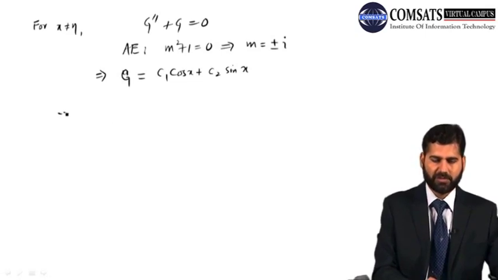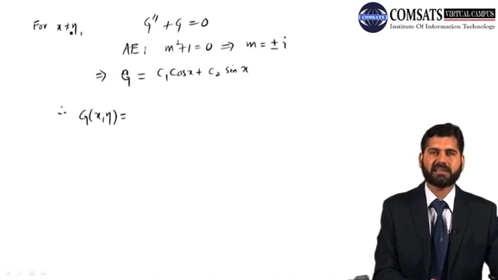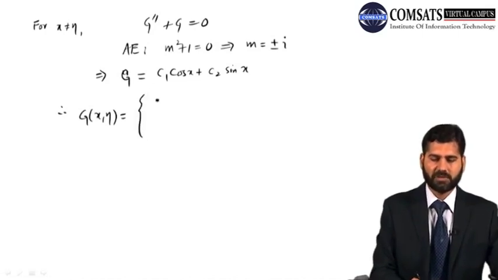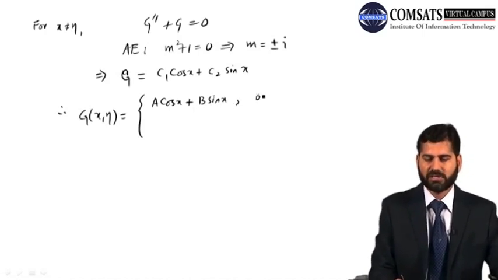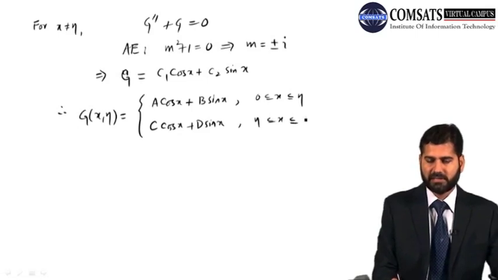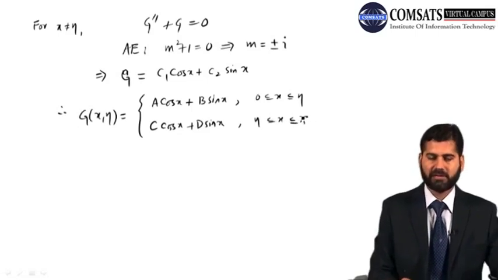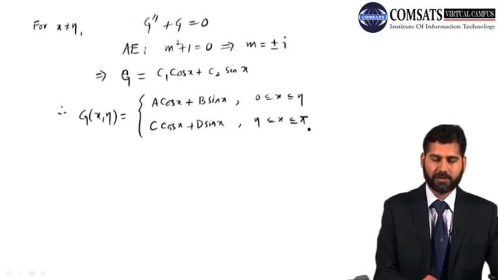Alright, so therefore we can have g(x, eta), because we need to define it for the two intervals, x less than eta and x greater than eta. So this will be equal to a cosine x plus b sine x, we need to change the coefficients, so this is when x is between 0 and eta, and then c cosine x plus d sine x when x is between eta and pi. Right? Our conditions are from 0 to pi, so that's why we are having pi here.